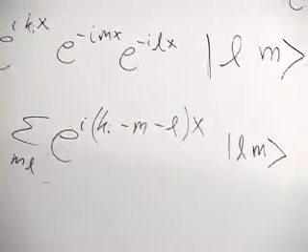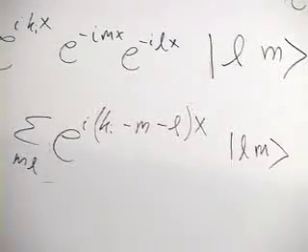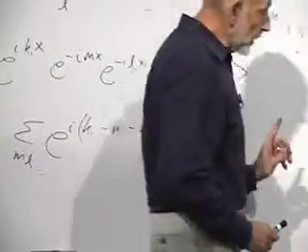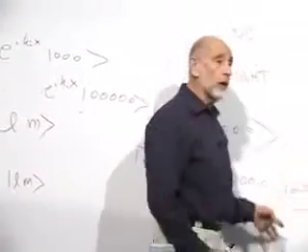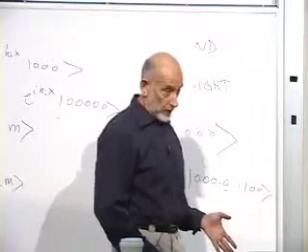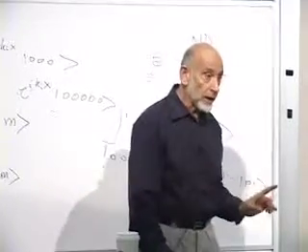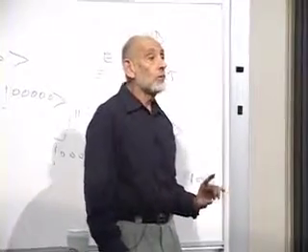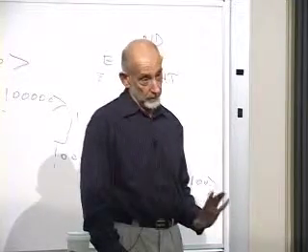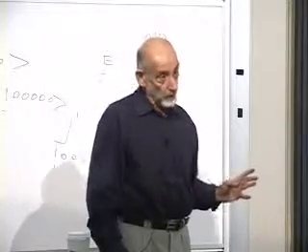Do the two creation operators commute? Yeah, the two creation operators commute. That's a very good question. The rule is all creation operators commute with each other. All annihilation operators commute with each other. And creation and annihilation operators commute if they refer to different momenta. If they refer to the same momenta, then they don't commute.